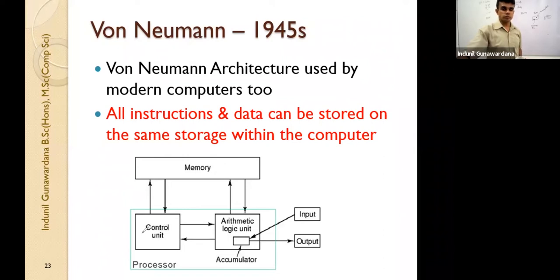This is the CU. Where do you have the CU? The control unit is found inside the CPU. We have the ALU, still found inside the CPU. That's why this blue line says that this is a processor. Processor means the CPU. Inside the CPU, we have the control unit and the ALU. And then this is the memory. What is this memory here? That is the RAM in our computer. So this is what the drawing represents, the von Neumann architecture.